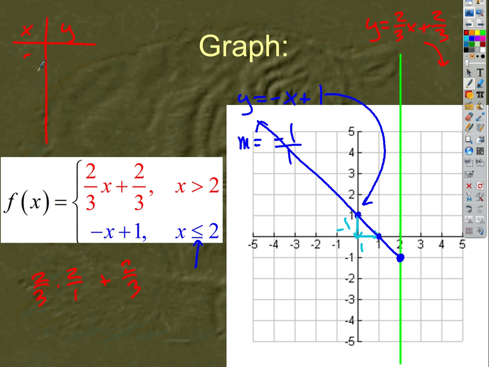If I plug in 2 for x, we got back 6/3, which is 2 for y. That just corresponds to the point with coordinates 2, 2.